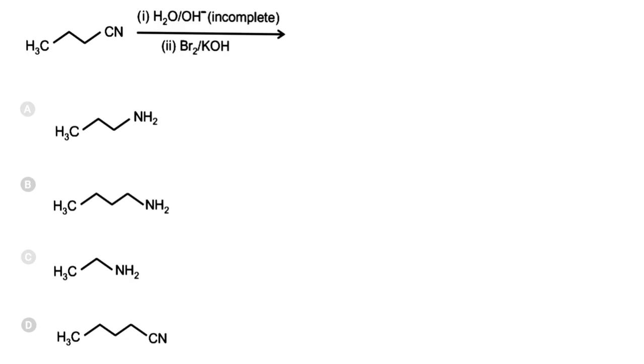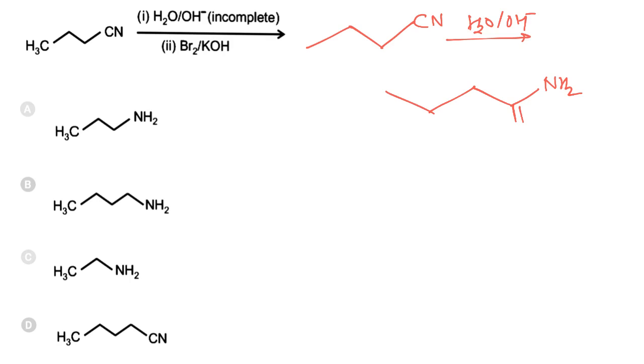In this question, we have to find the final product of the given sequential reaction. So, first the alkyl cyanide is treated with alkaline water. Under basic medium it will be converted to an amide on partial hydrolysis. So, a 4 carbon containing amide is formed.